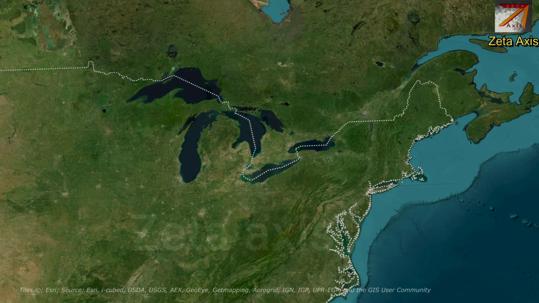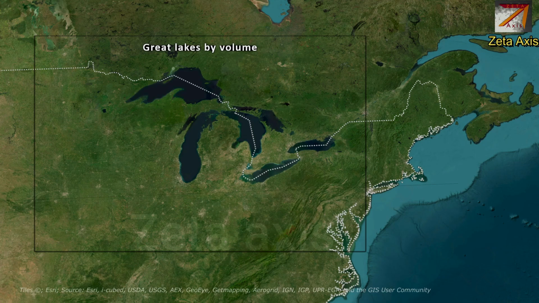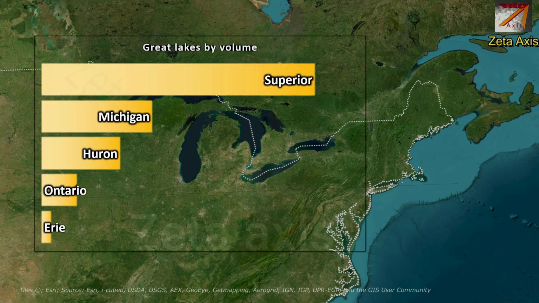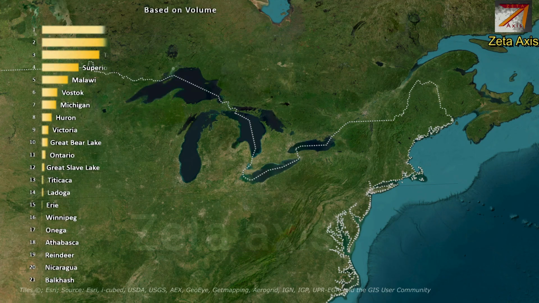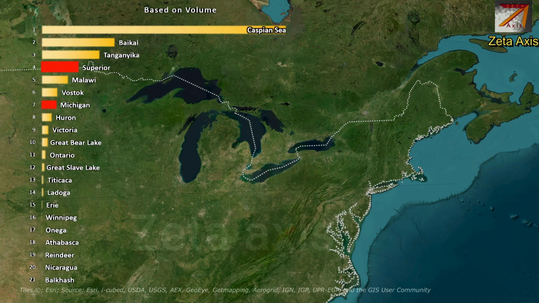Now, if we summarize the size of these lakes by volume, then we can clearly see that Lake Superior is again the biggest lake in the Great Lakes by volume, followed by Michigan, Huron, Ontario, and Erie. And at the global level, we can see that Lake Superior is the fourth largest lake by volume, followed by Michigan at 7th, Huron at 8th, Ontario at 11th, and Lake Erie at 15th.